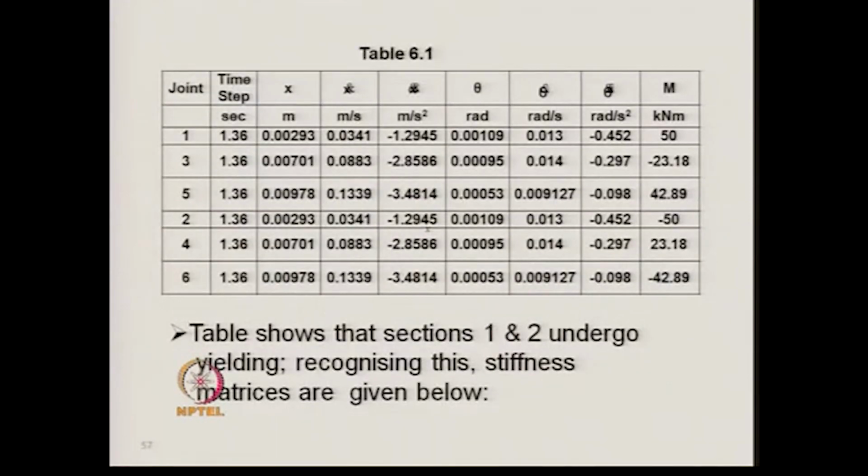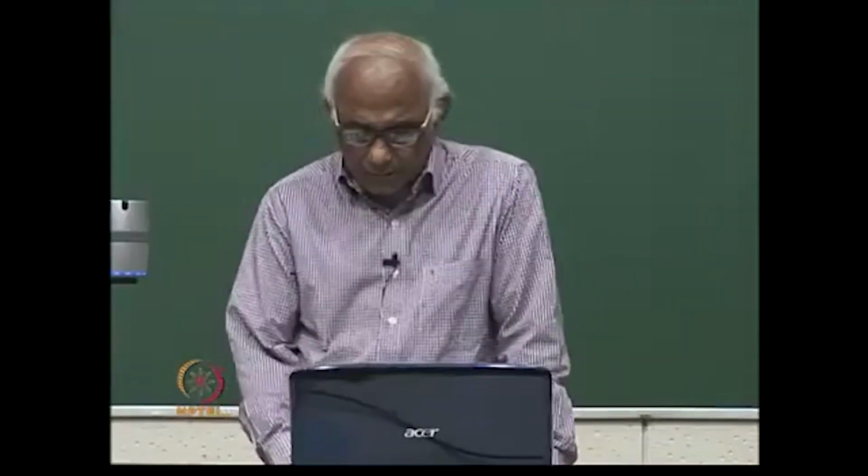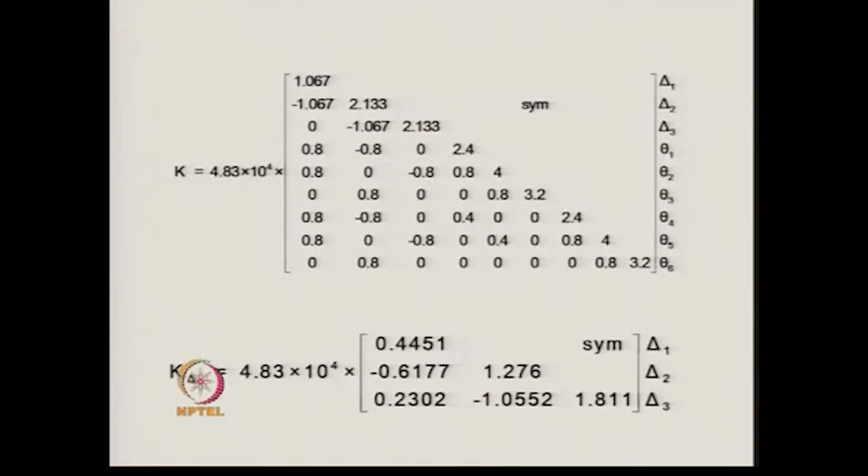Therefore, in the table, in the first joint and the second joint, which are the two joints of the bottom beam, the bending moments have reached the yield value. For the other two beams, the yield values of the moments are not reached. Therefore, sections 1 and 2 undergo yielding. Recognizing that, we write down the stiffness matrix for the system for delta 1, delta 2, delta 3.